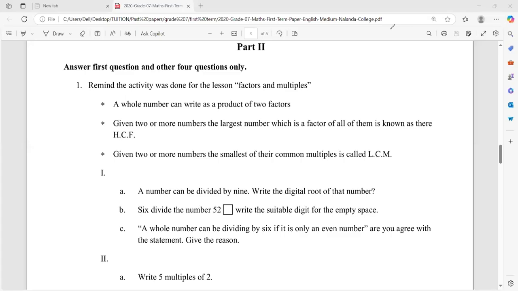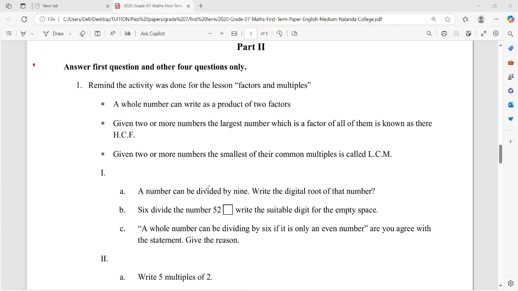Okay, dear children, let's start this second part of this paper. Here, you have to remember the activity done for the lesson on factors and multiples. A whole number can be written as a product of two factors. Given two or more numbers, the largest number that is a factor of all of them is known as their highest common factor. Given two or more numbers, the smallest of the common multiples is called the least common multiple.